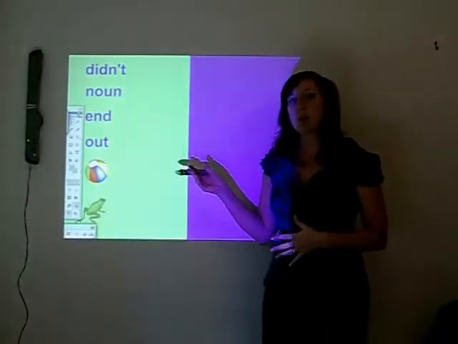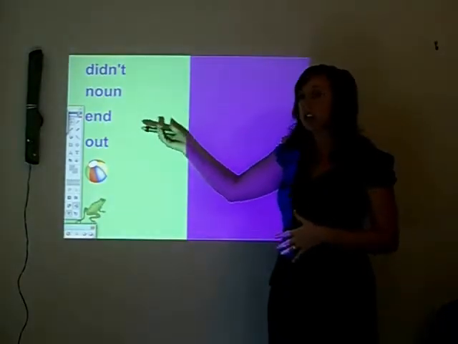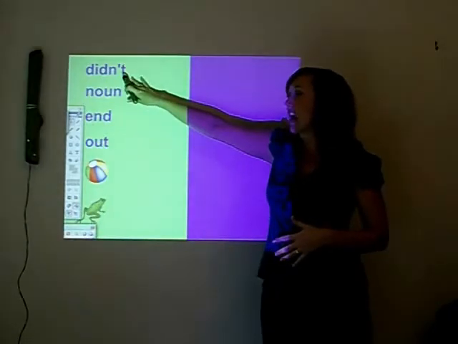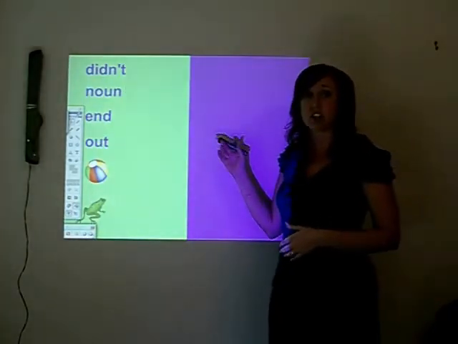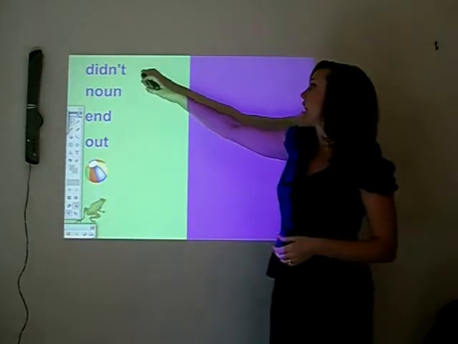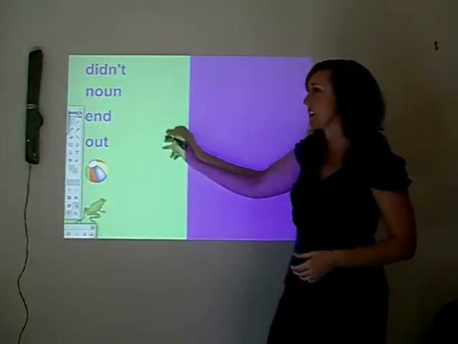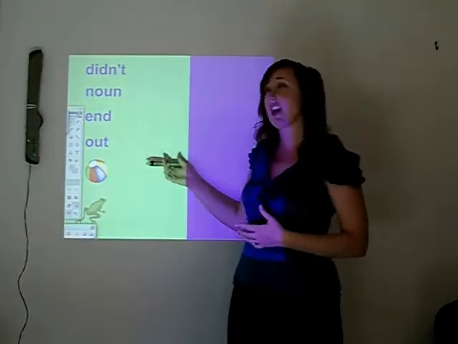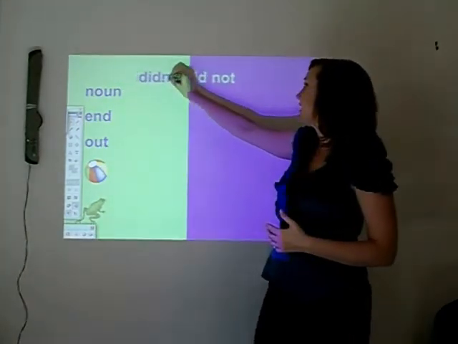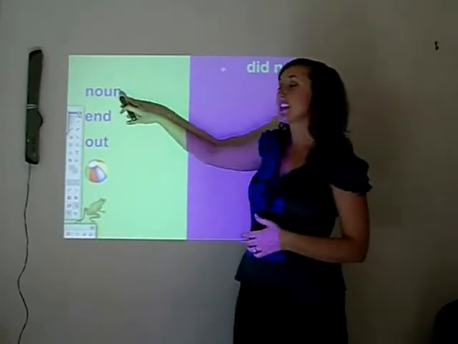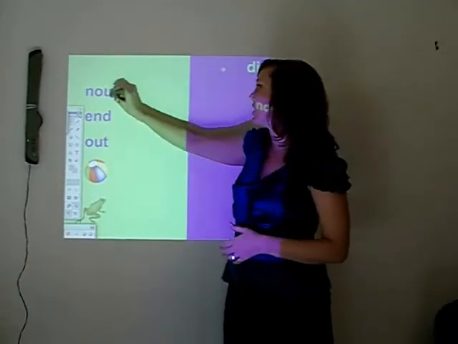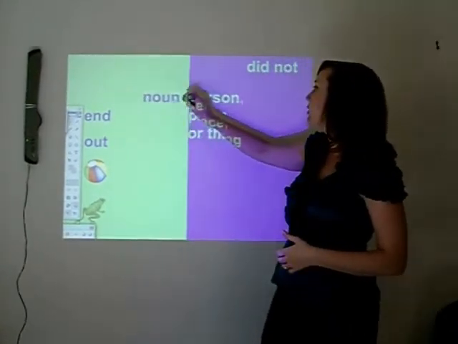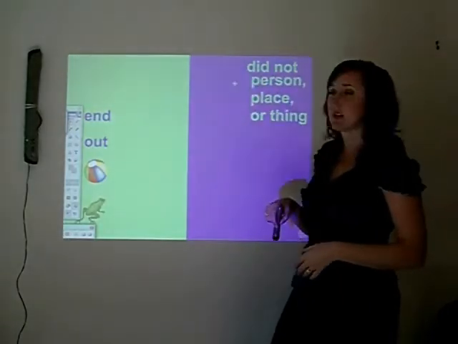This next example has pairings or partners. The first pairing is a contraction and the words that make up the contraction. And the answers are revealed by dragging the word across the dividing line. So students would need to determine what 2 words make up the contraction didn't. The answer is did not. The next pairing is a word and its definition. So the definition of a noun, person, place, or thing.